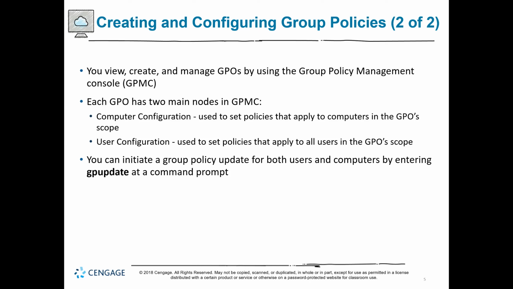You view, create, and manage GPOs by using the Group Policy Management Console. Each GPO has two main nodes in that console: the computer configuration, which is used to set policies that apply to the computers, and the user configuration, which is used to set policies that apply to the users. You can initiate a group policy update for both users and computers by entering gpupdate at a command prompt. And I'll give you a little tip on there. If you do gpupdate /force, it forces it to go out and pull the most recent one, and then it'll restart.